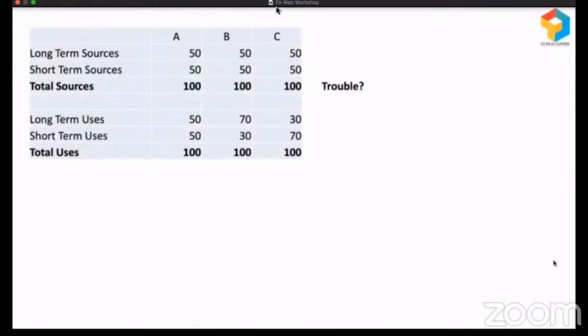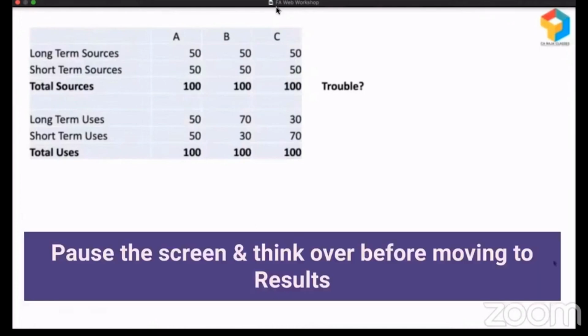Company A, they've raised long-term funds of 50. They've raised short-term funds of 50. So a total of 100, of which 50 is used for long-term, 50 is used for short-term. Company B also raised in the same pattern, but of which 70 is used for long-term and only 30 is used for short-term. And C raised in the same pattern, but of which only 30 is used for long-term and 70 is used for short-term. So you have to tell me which company is in trouble.